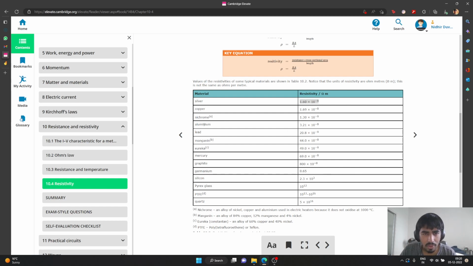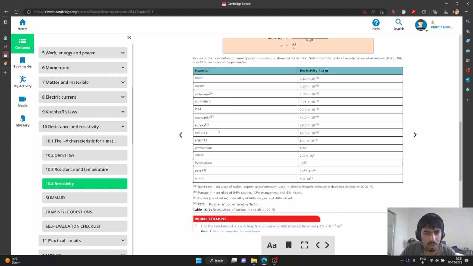Silver is good, copper is good, which is why you make wires out of them. But we don't make wires out of silver because it is very expensive. Copper is relatively cheaper, so we use copper. Then we go down: aluminum is good, lead is good. Then we start to get into this middle area. Graphite is amazing. Then we go down and get into germanium and silicon. These are now the semiconductor range.